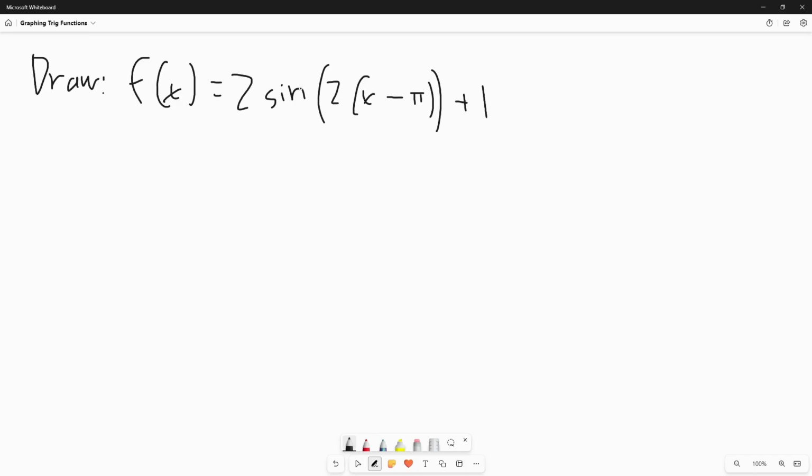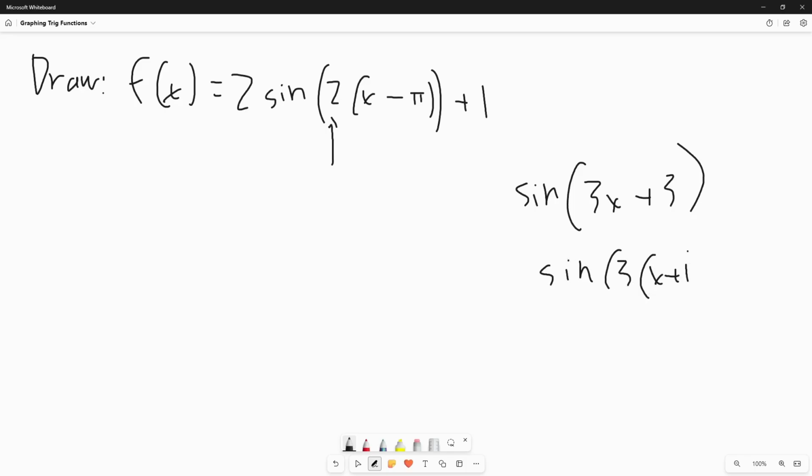So, when drawing the graph, the first value that we have to look at is this number right here. The number right in front of the x, which is a 2. If it says like sine 3x plus 3, without these parentheses around the x minus whatever or x plus whatever, then you have to factor it out to make it sine 3 times x plus 1, like this. Okay, so that's just a note if you ever see that.